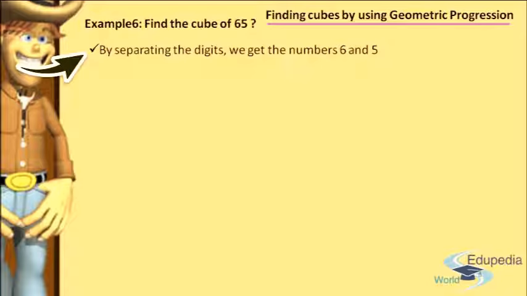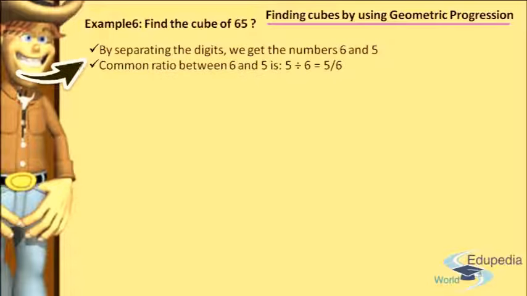After getting the numbers 6 and 5, moving to step number 2, we have to find the common ratio between the two numbers we have got, that is 6 and 5. It is done by dividing the second number with the first number. So here the second number is 5 and the first number is 6. Therefore 5 divided by 6 is equal to 5 by 6.